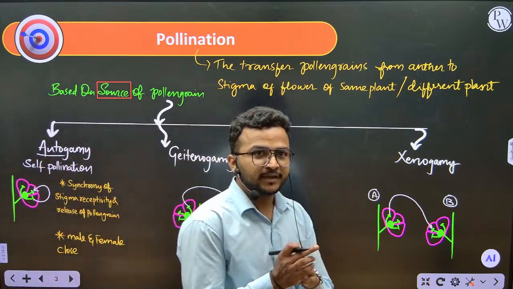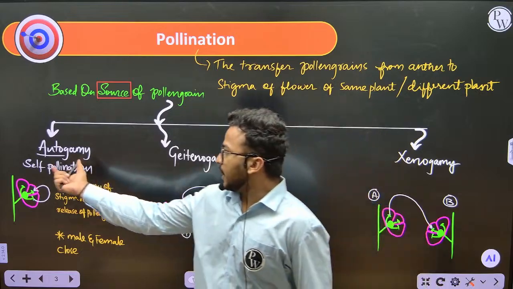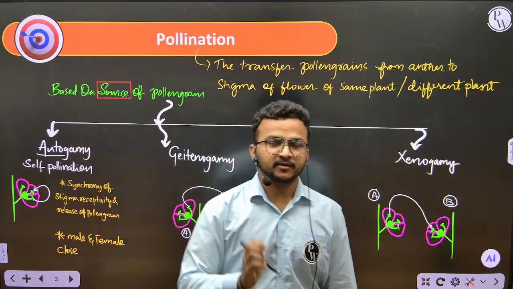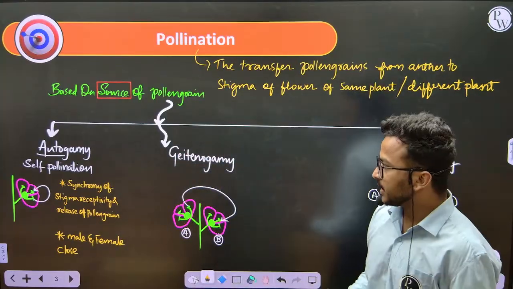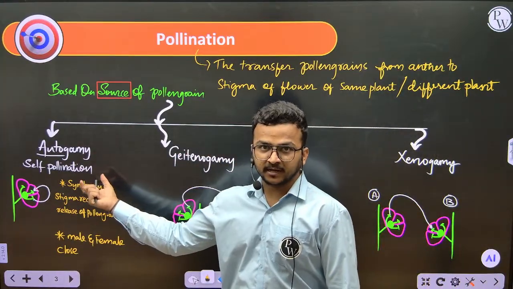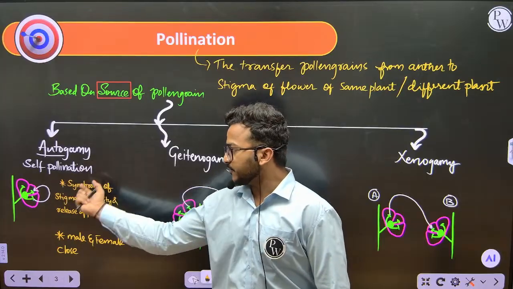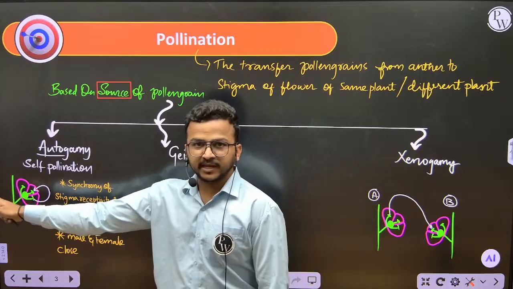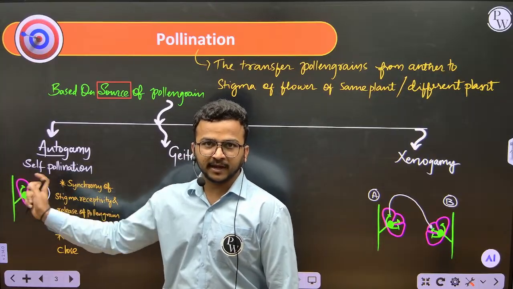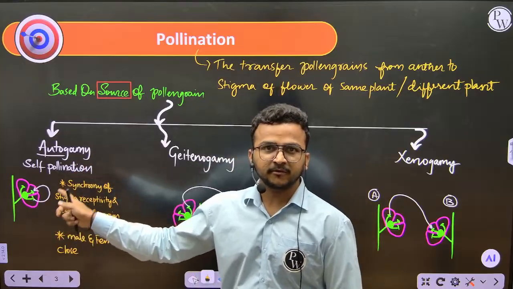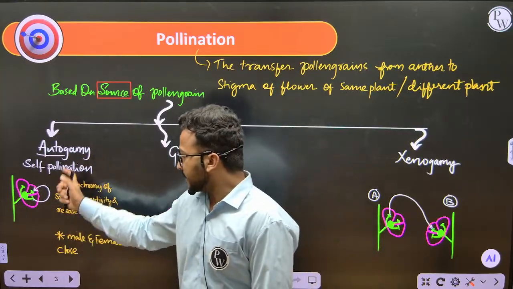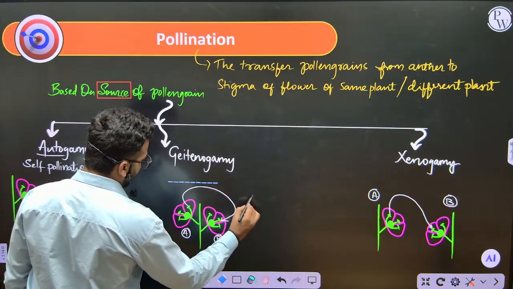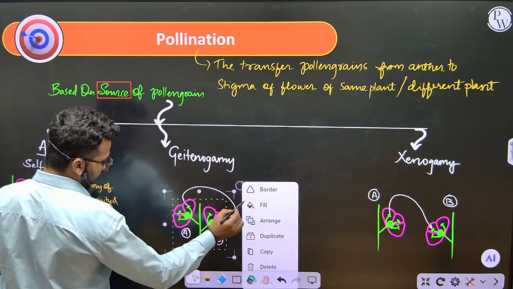Self pollination is nothing but a self. Auto means self, gamy means marriage or reproduction in terms of the Greek word gamos. An autogamous flower is nothing but a self pollinated flower. So here there is no involvement of any other flower or any other different plant. It is of the same plant, same flower. Within that it will be taking place. That is autogamy. And coming to geitonogamy.